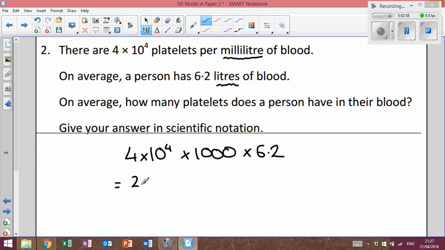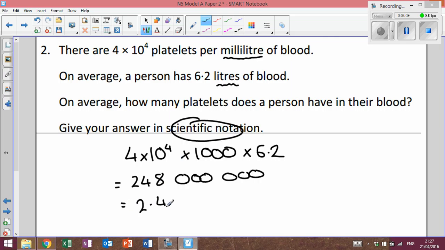Okay, 248, and then 6 zeros. Now it clearly says it has to be in scientific notation. So in scientific notation, it's going to be 2.48, 1, 2, 3 jumps, 4, 5, 6 jumps, 7, 8 jumps. So times 10 to the power 8.